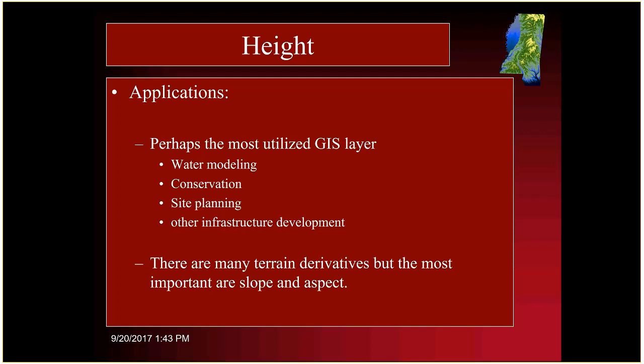We've already seen that height or elevation can be an input to cost surfaces, which are part of site planning. It can be used in conservation, which is one of my areas of research, so I threw it up there. Infrastructure development, building roads and things like that, requires this height layer. Like I said before, there are many different terrain derivatives, but the most important are slope and aspect.